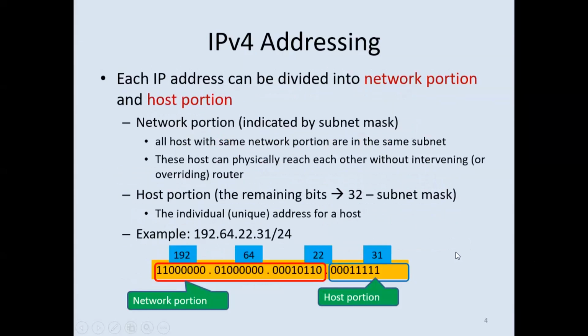So each IP address can be divided into a network portion and a host portion. The network portion is indicated by the subnet mask. So in this case down here, this is the IP address, and then it has the /24, which is the subnet mask. The subnet mask tells you how many bits out of the 32 belong to the network portion. So in this case, 24 bits belong to the network portion, 8 bits belong to the host portion.